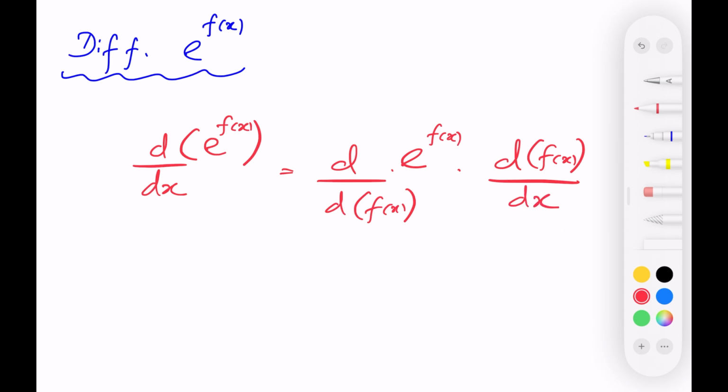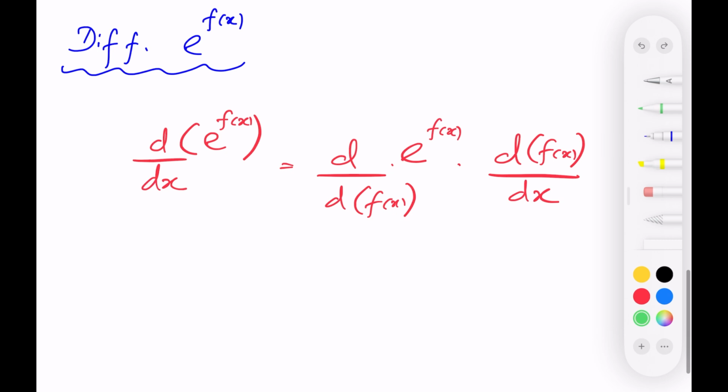Please note that I didn't change the question given. On the left hand side, I have d e f of x over dx, and on the right hand side also, since these two terms can be cancelled out, we simply have d e f of x over dx. So I have not changed the question given. In fact, I have just applied the definition of the chain rule.